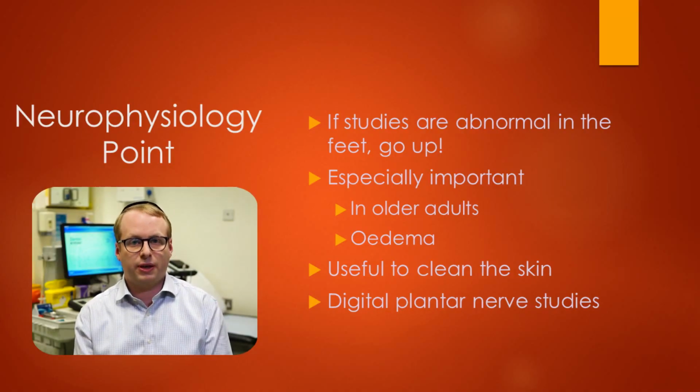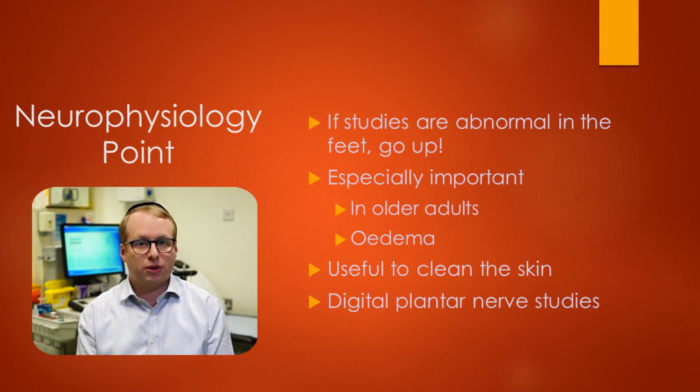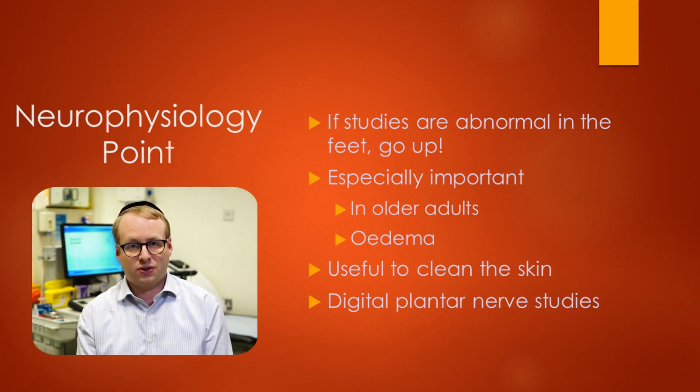The final point I'd like to make is it can be very useful assessing normality by demonstrating function of the digital plantar nerves. Now, this is very good for proving normality. However, in terms of the specificity when they are absent for a neuropathy, that is a different story entirely. So I personally think that it's not a very good thing to use to show abnormality, because it can be quite a non-specific finding for a whole variety of reasons. But it's very useful, however, to prove normality when they are actually present.